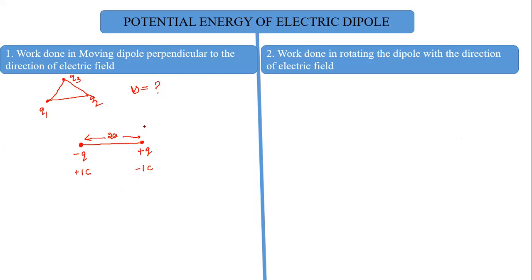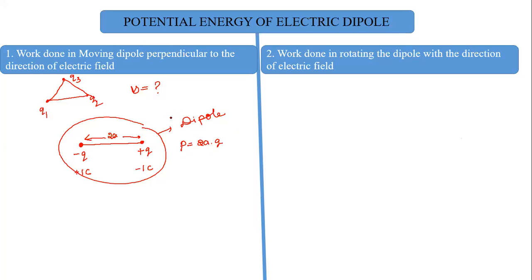Then this whole system is called an electric dipole, or simply we call it a dipole. The dipole moment is given by P is equal to 2a into Q. That is the product of the magnitude of either charge and the distance between the two charges, and then I will get the electric dipole moment.